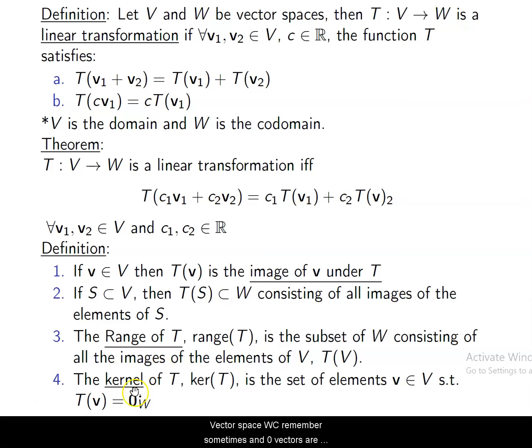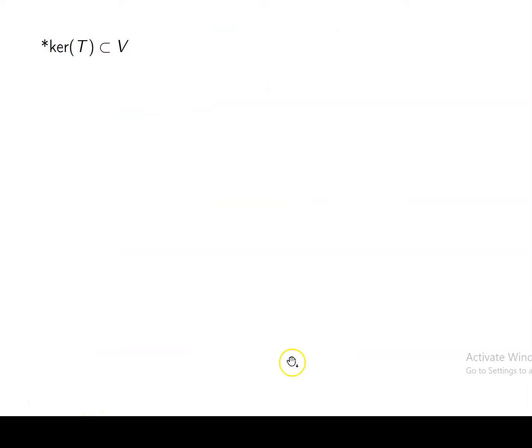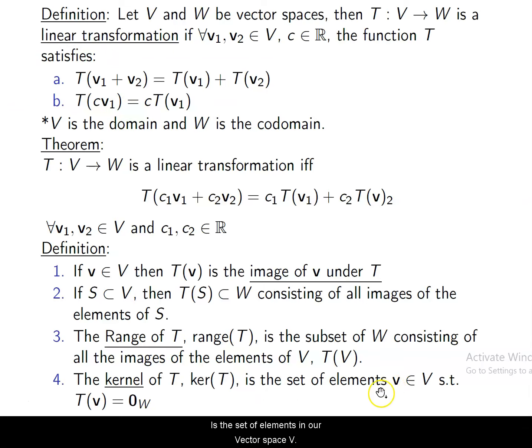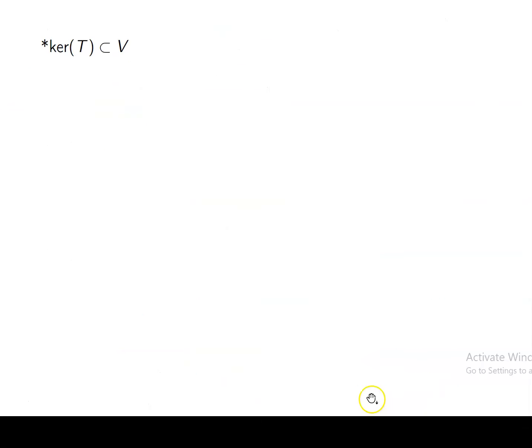So remember, sometimes our zero vectors are not all zeros, right? So whatever the image of our zero vector looks like in W, the kernel of T is all the vectors in V that go to that zero vector when they are transformed by T. Okay. The kernel of T is a subspace of V. So remember, kernel of T, it's the set of elements in our vector space V, right? So the kernel of T is a subspace of V itself. And the range of T is going to equal all of W, okay?